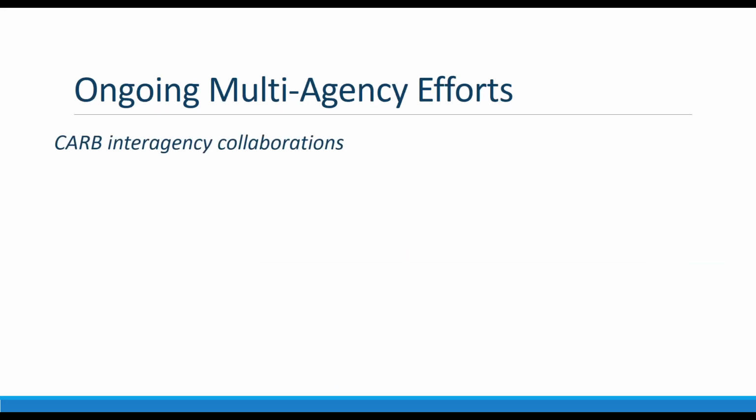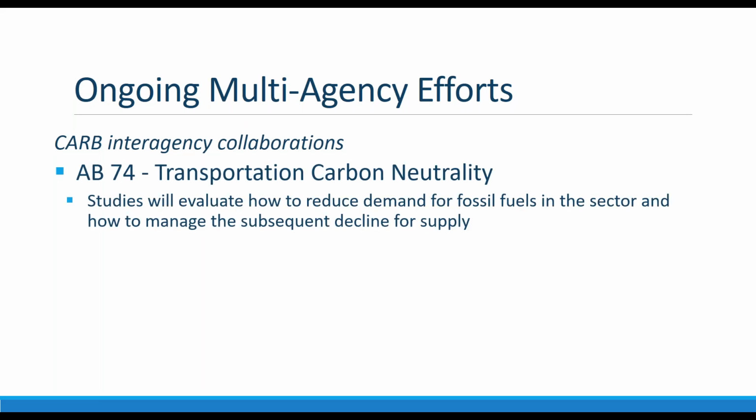I mentioned interagency collaborative efforts underway that are building blocks to support the next scoping plan update. Under AB 74, Cal EPA commissioned 2 carbon neutrality studies focused on how to reduce demand for fossil fuels in transportation and how to manage the subsequent decline in supply. Researchers from UC Davis and UC Santa Barbara are conducting these studies.